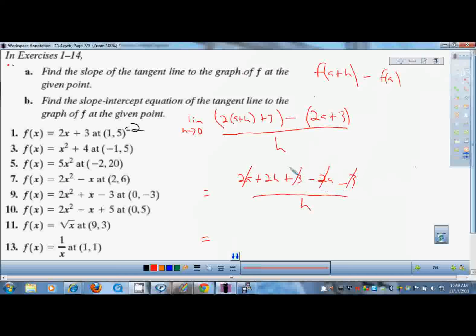Now, you couldn't cancel that originally. But now that you've canceled all this other stuff out and you're left with 2h over h, now you can cancel it. And what's this thing equal? 2, which is already what we knew it was. Now, this one's kind of pointless.